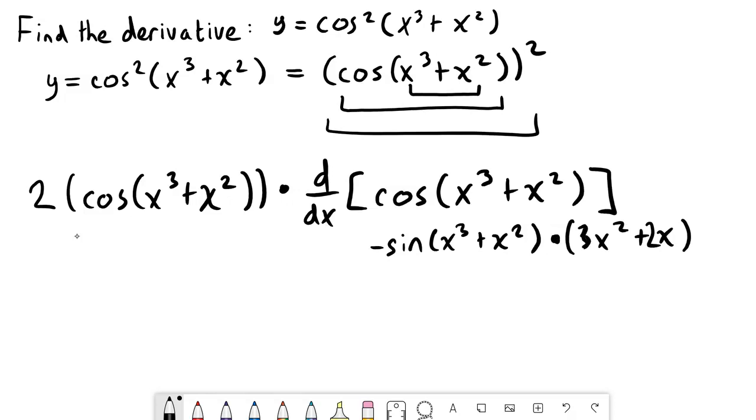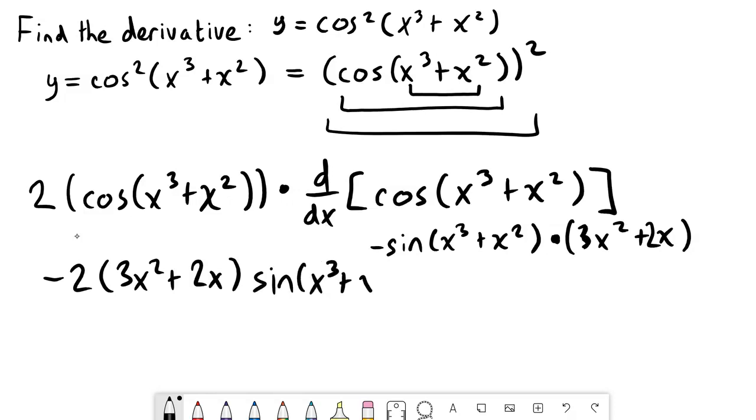And then we just combine it all together. To make it nicer, let's do it like this. Let's put the polynomial out front, and then let's make the sine go first, and then make the cosine go second. Right? So that's the derivative of that.